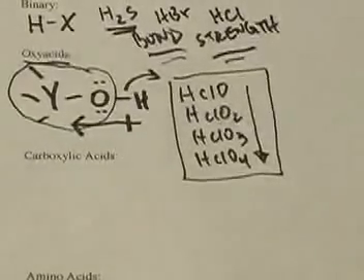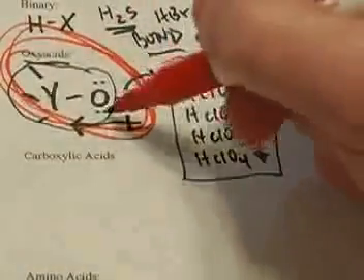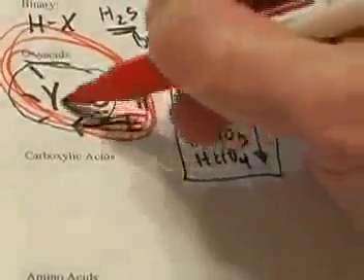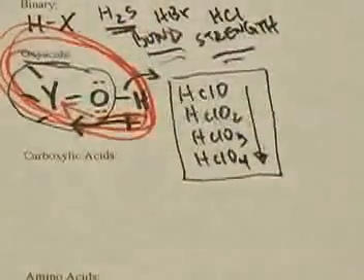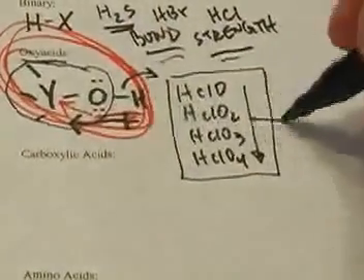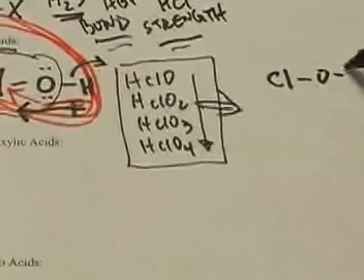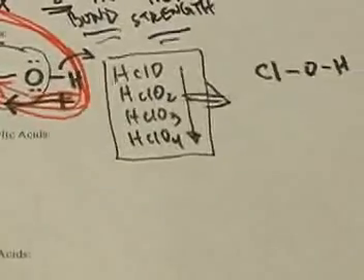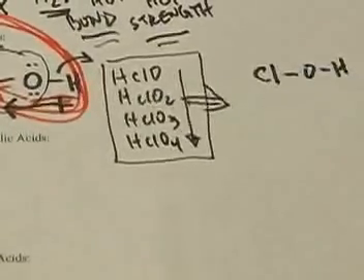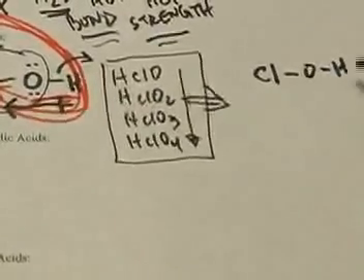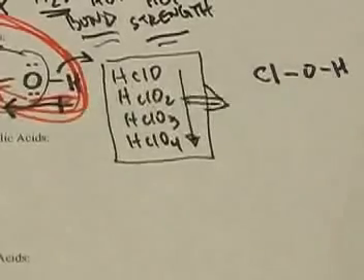Take a look at this method of drawing it. This is the correct way to have it, where you have an OH linkage attached to the central atom. All of these acids, when you draw the Lewis electron dot structure of them, should have the chlorine atom and then an O and an H attached to it. If it's HClO, it really should be ClOH or HOCl written.